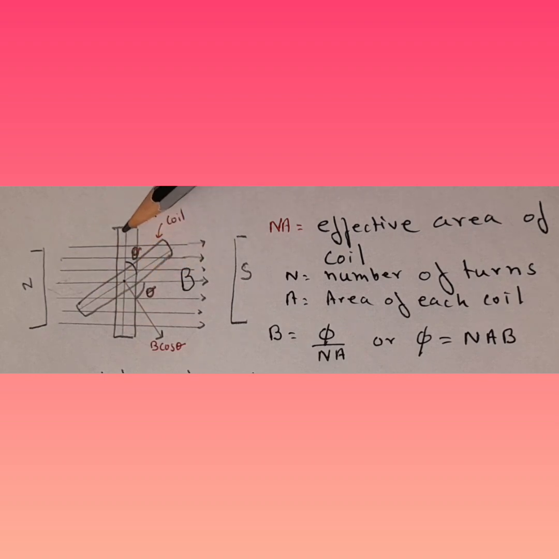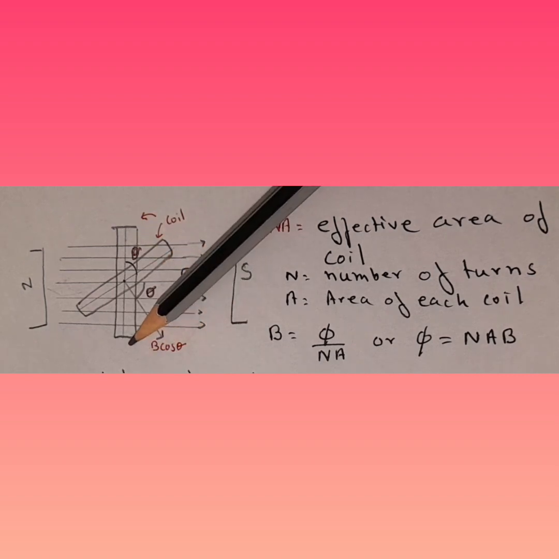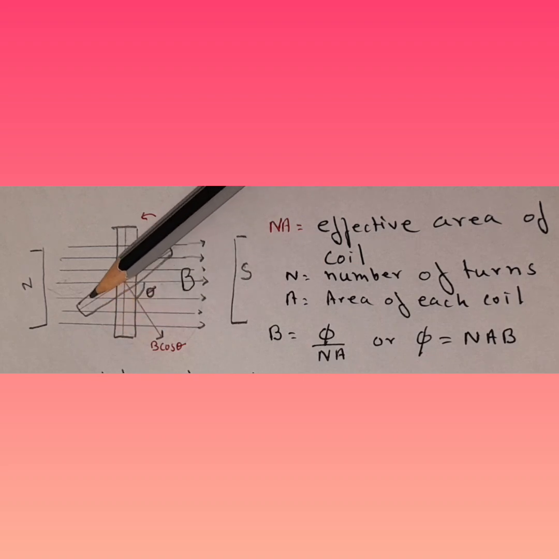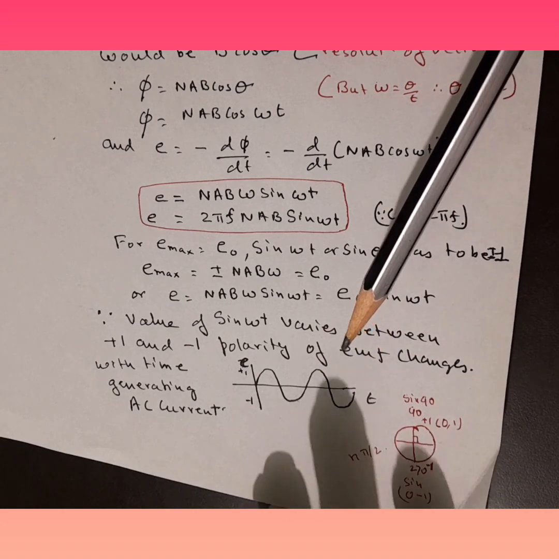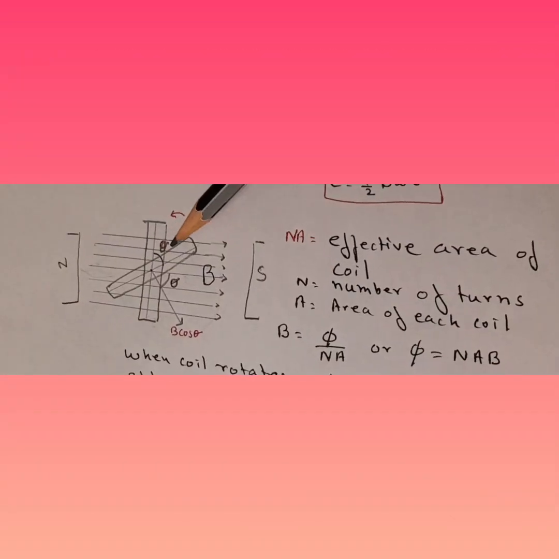Theta 0, 0 EMF; theta 90, maximum EMF; theta 180, 0 EMF; theta 270, maximum but in the opposite direction; and again at 360, 0. So that's the reason why we get alternating current whenever the coil is rotated in a magnetic field.